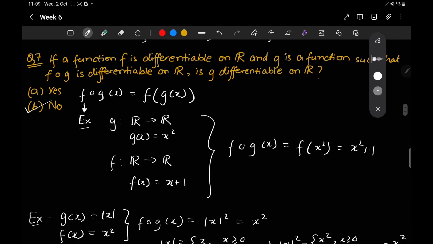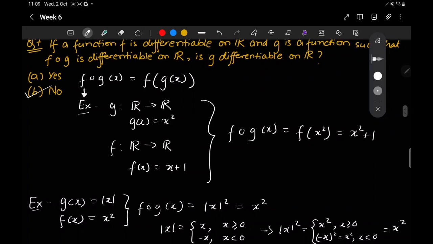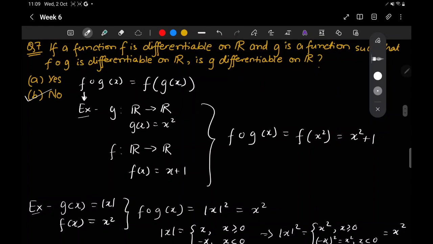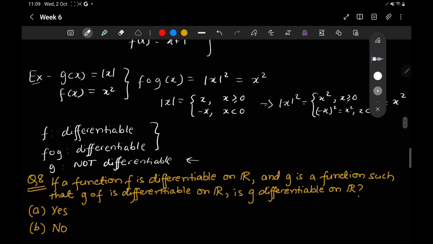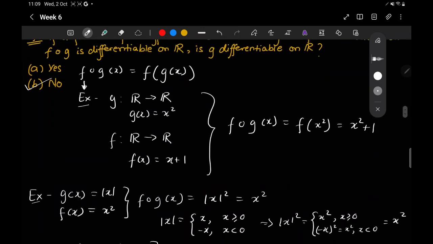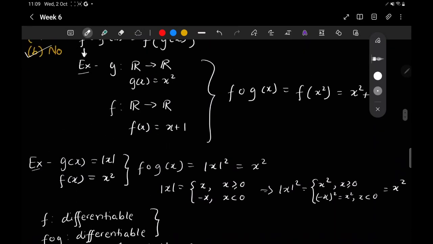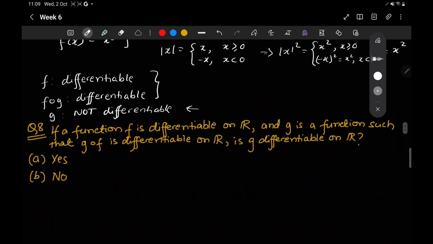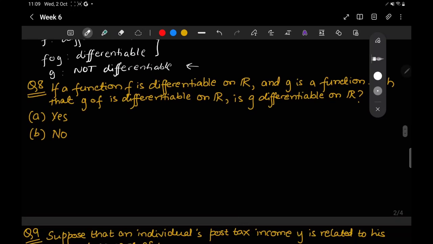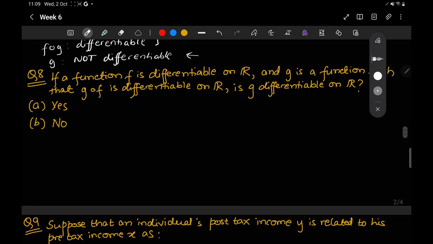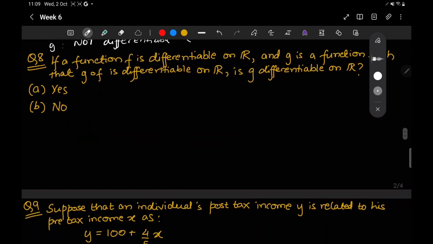So to disprove something, it is enough to show one example, but in order to prove a statement you need to be general. But here we just have to show whether g is differentiable or not, and just with one example we can claim that g is not differentiable. So even in the most general case it will not be differentiable, because there is at least one example which says that it is not differentiable. Okay, so now we can proceed further to the next question.